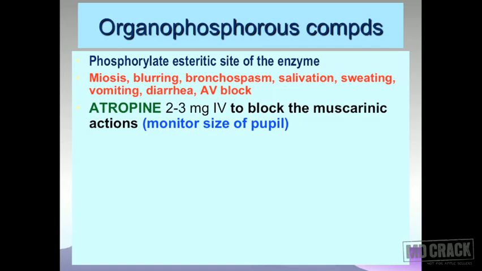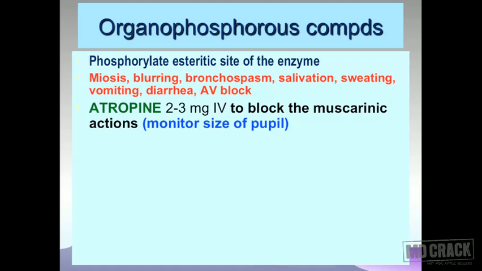That's nothing but atropine. Atropine is given in the dose of 2 to 3 milligrams intravenously initially to block the muscarinic actions of this excess acetylcholine. And when atropine is given, it will have competitive antagonism with the accumulated acetylcholine, and it will start displacing acetylcholine from the muscarinic sites. Once this starts, the pupil of the patient will start getting dilated. And this is why you can monitor the size of the pupil and you can decide if you have given adequate atropine to the patient or not.